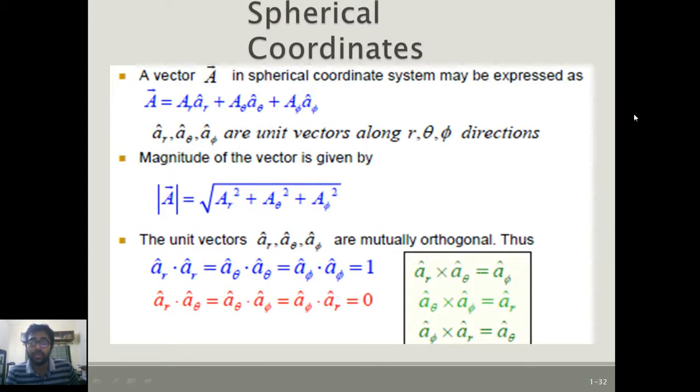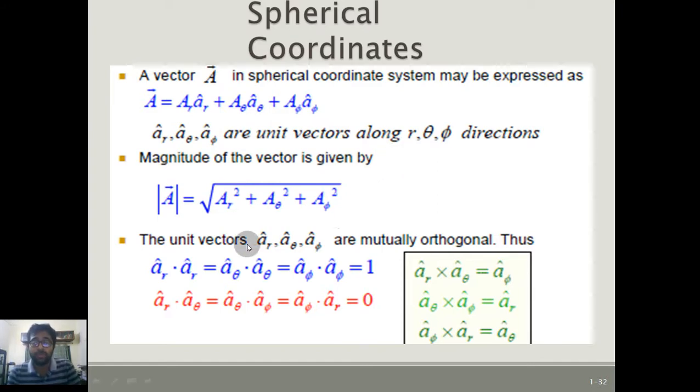Now this is the mathematical representation of the spherical coordinate system. A vector a in the spherical coordinate system may be expressed using the component along the r axis, the component along the theta axis, and the component along the phi axis. If we take the summation of these three vectors, which are in different directions, we will get the whole vector a. These are the unit vectors in the r, theta, phi directions, and the magnitude is determined by the same process in all coordinate systems.